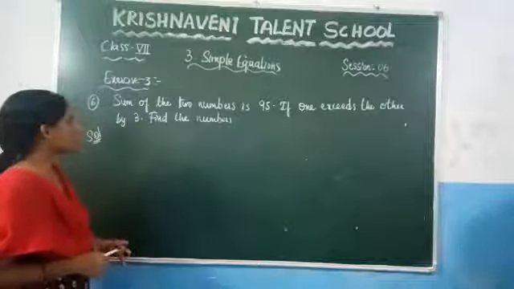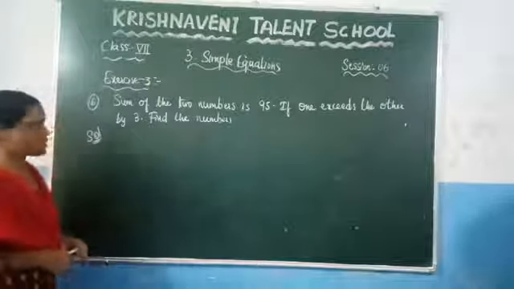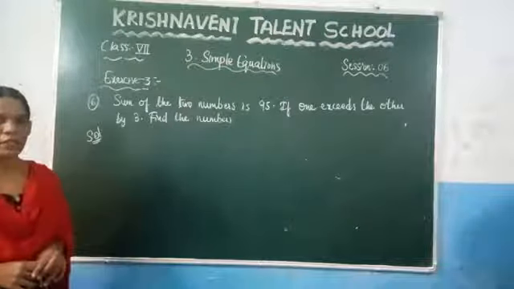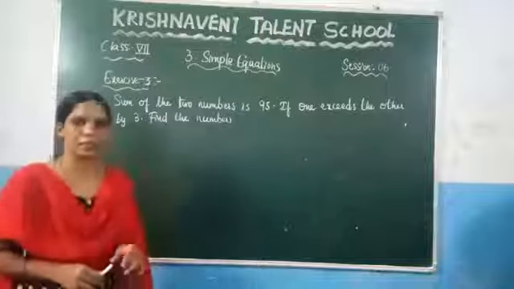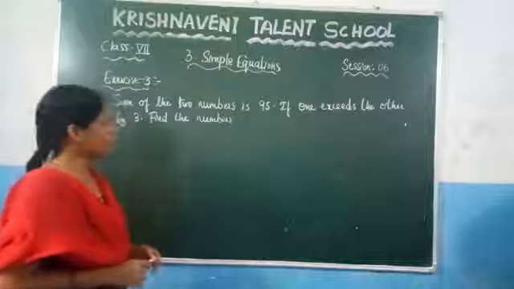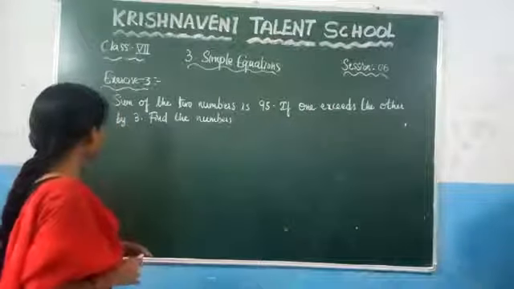Now see the next problem in exercise 3. What is the next question they have asked here? The sum of the two numbers is 95. That means if you add two numbers, you have to get the answer as 95. And the next condition they have given is, if one exceeds the other by 5.